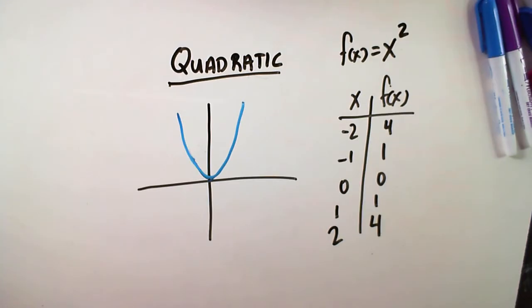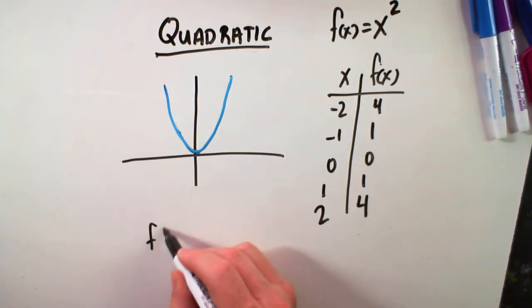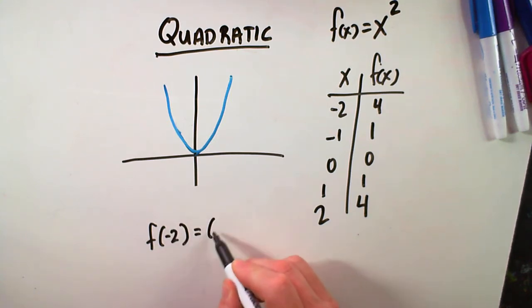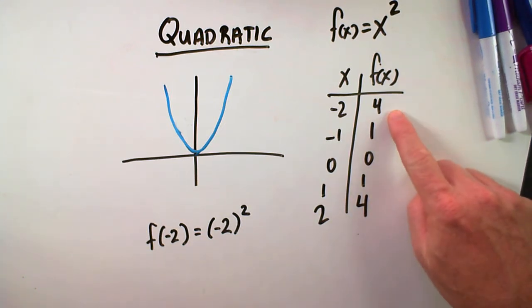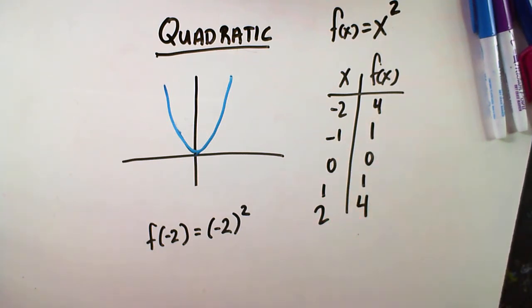Make sure that when you square things, you are paying attention to order of operations. If f of x equals x squared, that means that if I take f of negative 2, that will be negative 2 squared. I put the negative 2 inside the parentheses when I do that. That way negative 2 times negative 2 gives us positive 4. Negative 1 times negative 1 is 1, 0, 0, 1, 1, 2, 4.